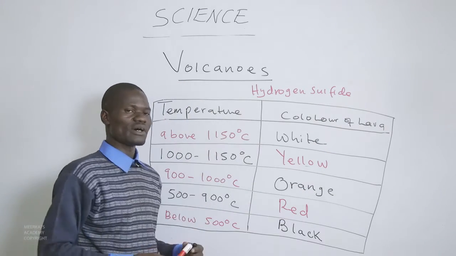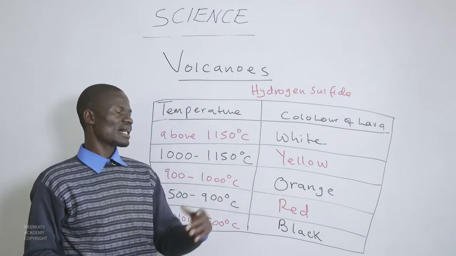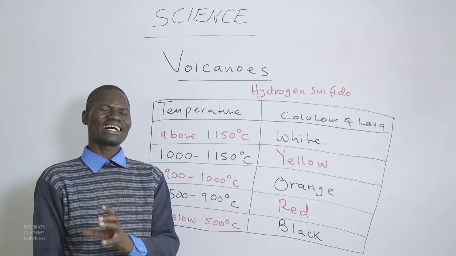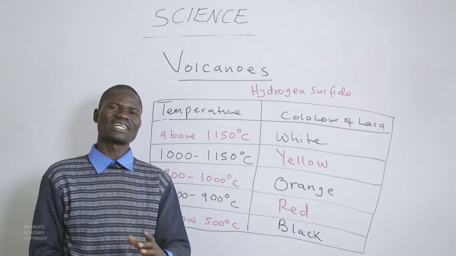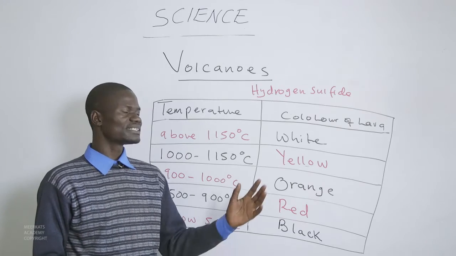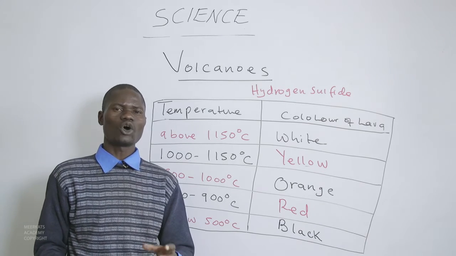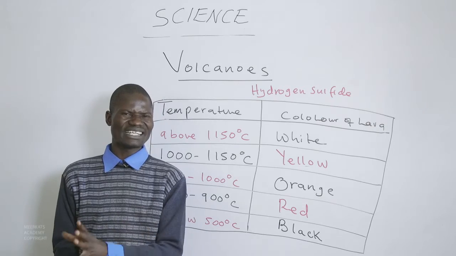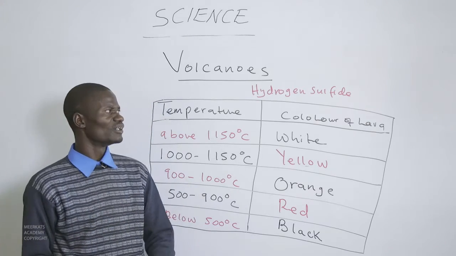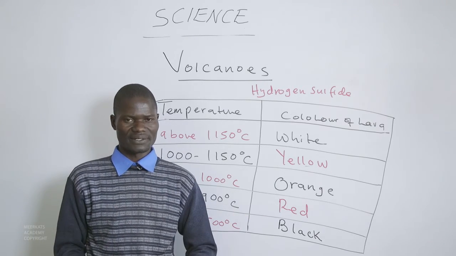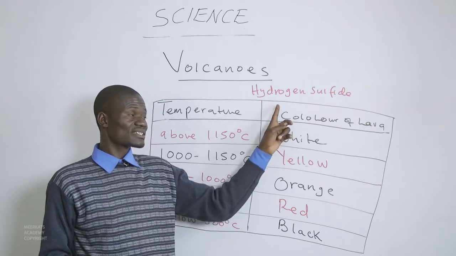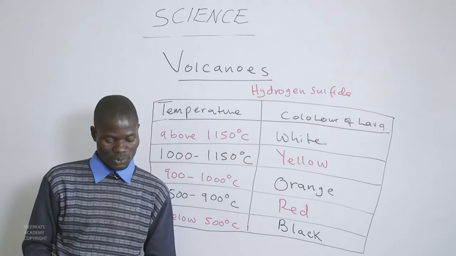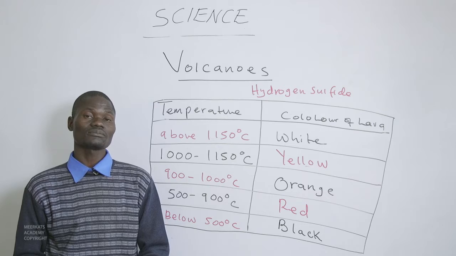This one is always found in the magma, and this gas normally gives off a smell like a rotten egg. And this is the reason why around some of the hot springs and volcanic areas, you will find a very bad smell like a rotten egg. In this region, it is this gas that causes that.